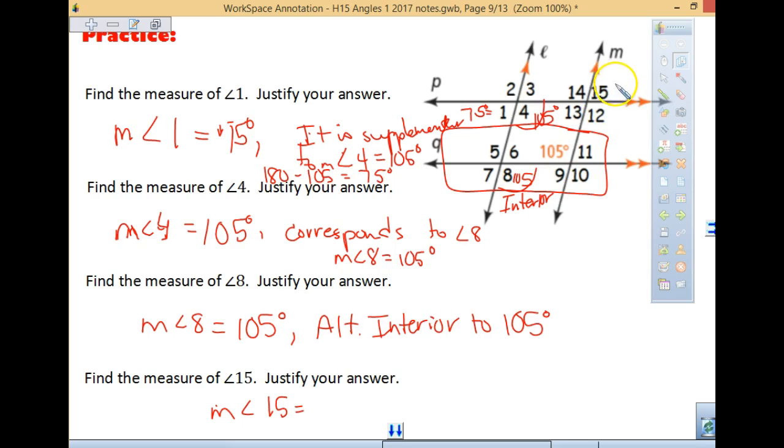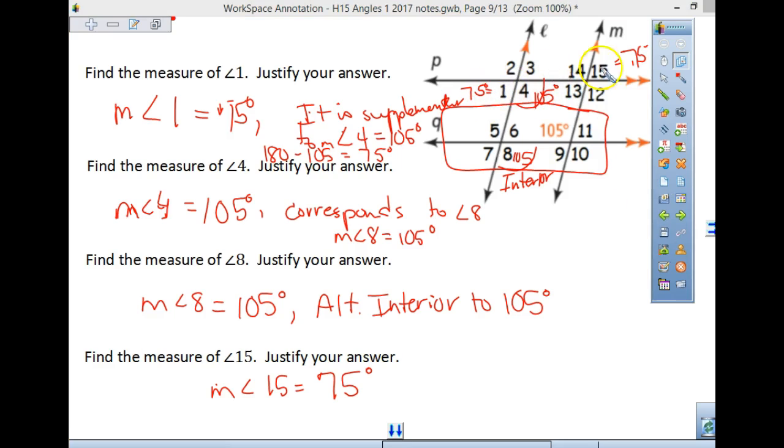75. Why? How is 15 related back to angle 1 or one of the other ones? How is it related? Do we have a special one with 1 and 15? Daniel, 1 and 15, what kind of angles? Alternate exterior. Alternate exterior.